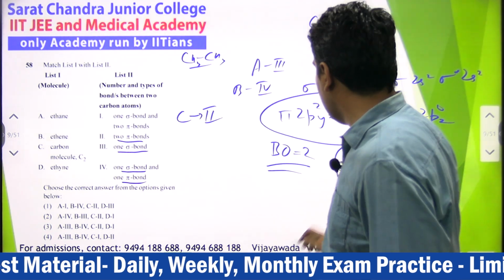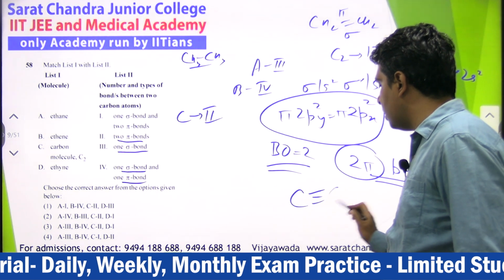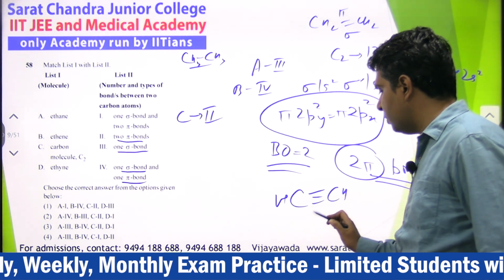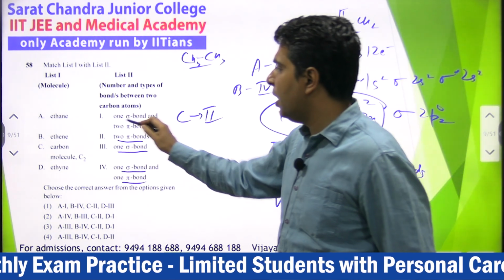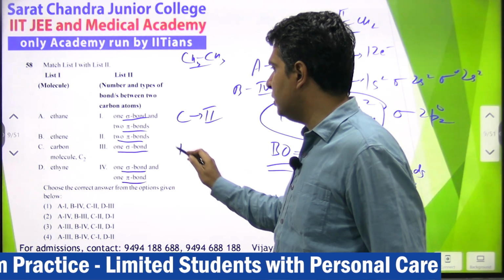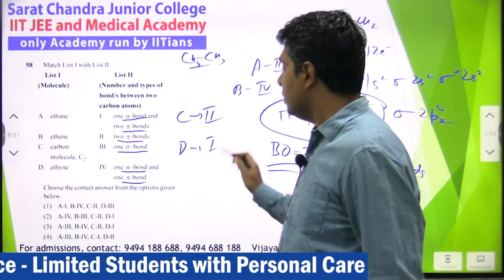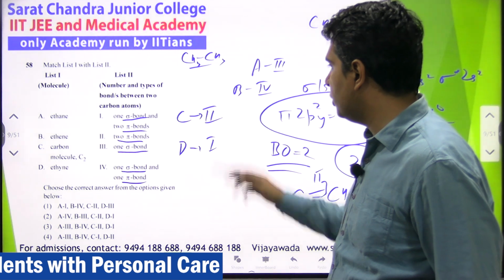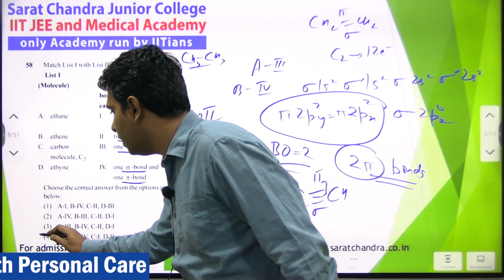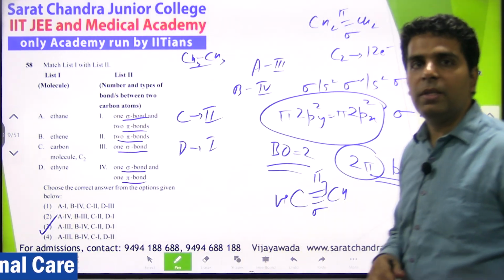And the last one, ethyne. In ethyne, there is carbon-carbon triple bond. The first bond is a sigma bond, the remaining 2 are pi bonds. So 1 sigma bond and 2 pi bonds. So D is corresponding to 1. So A is corresponding to 3, B is corresponding to 4, C is corresponding to 2, and D is corresponding to 1. So the answer will be the third option.